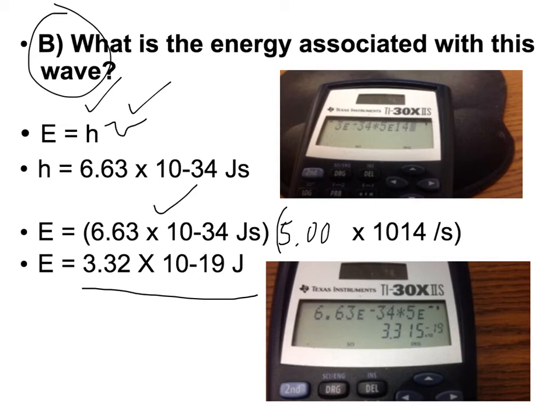To punch that into your calculator, you're going to enter 6.63 times 10 to the negative 34, then times 5 e 14. So again, you're going to use the second key and the E key to get that. You'll get this answer here, which is 3.315 times 10 to the negative 19. You'll round that to get this.